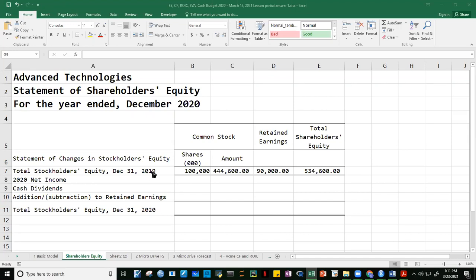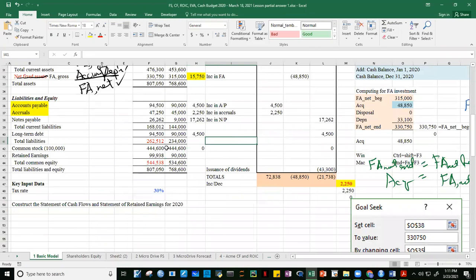Pareho lang yun, no? And then ano nangyari sa net income? Ano nangyari sa dividends? Tapos ano yung net effect nitong dalawang to? And then this will be the net effect to the statement of shareholders equity. Inanet natin dito sa beginning plus the effect to get your ending. So ganun lang siya, no? Number of shares given tayo na 100,000 to. So ang question, how much was common stock at the beginning of the year? So at the beginning of the year, it was 444,600, no?